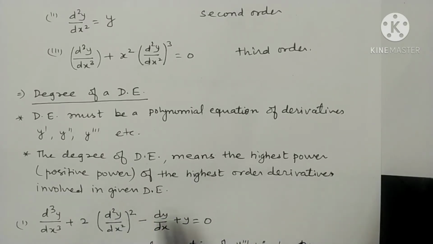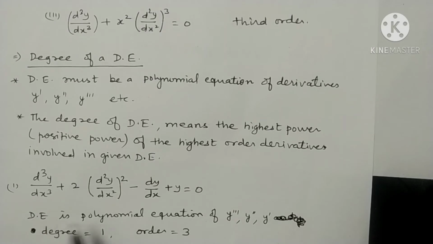So first look here, we have to do one example. Look here, d cube y by dx cube plus 2 times d square y by dx square, whole squared, minus dy by dx plus y equal to 0. Here the derivatives are dy by dx, d square y by dx square and d cube y by dx cube. From these, the highest derivative is d cube y by dx cube, and its power is 1. So here the degree will be 1 and the order is 3. So what do we write first? Look here.